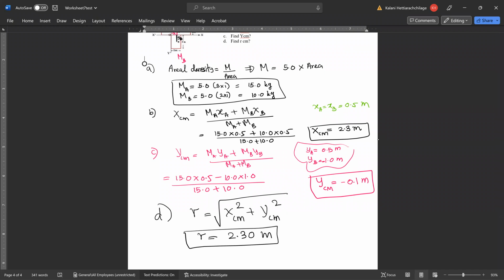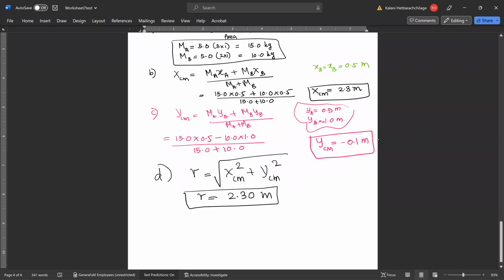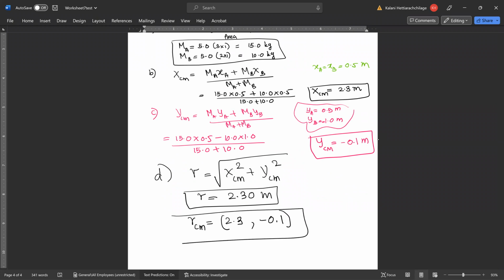Okay. If you give it in this way, definitely you need to give the direction. Because of that, the best way to write this one is R center of mass written in coordinates. You see that your x coordinate is 2.3 and y coordinate is negative 0.1. So I think this is the best way to give the answer. That will be your final position of the center of mass.